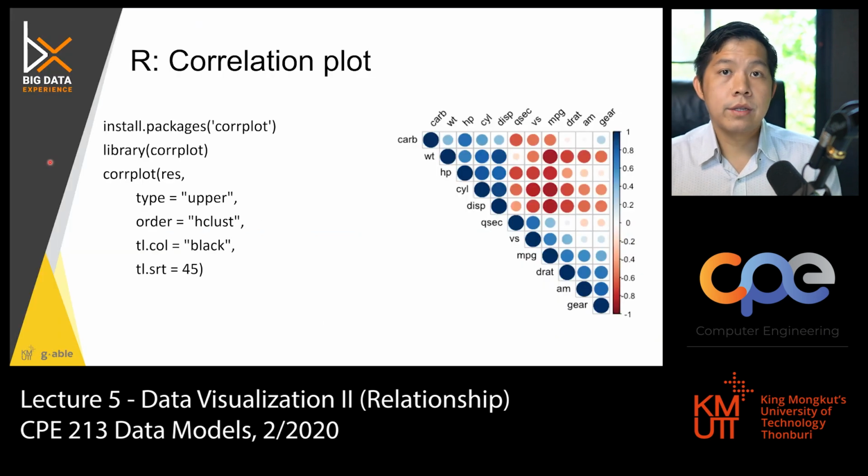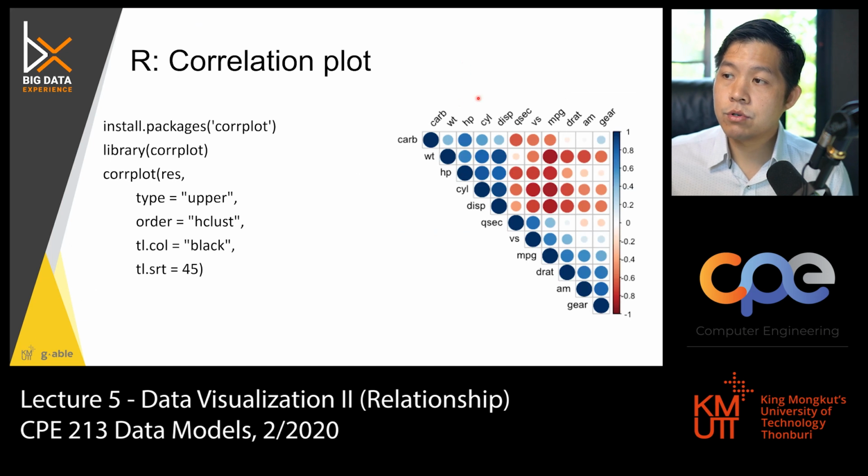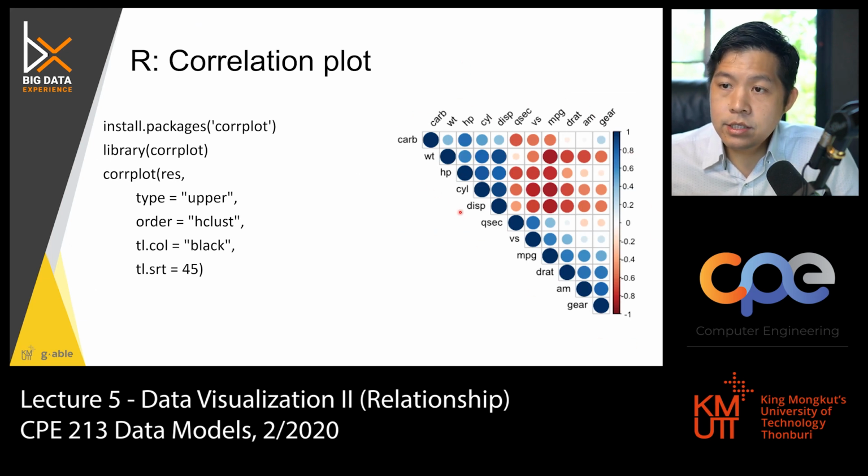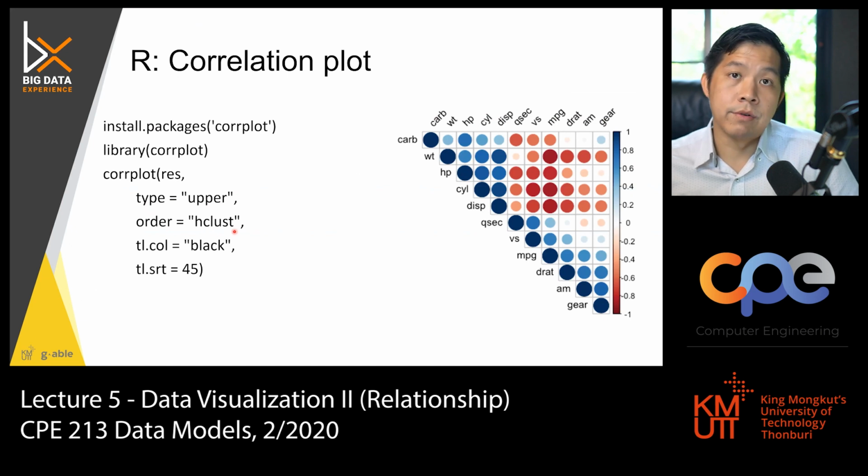And then you can use this cool package called corrplot. Corrplot allows you to plot correlation in this graph. In corrplot, I specify that I want it upper here. You can use lower as well. And then I ask it to order this by hierarchical clustering.